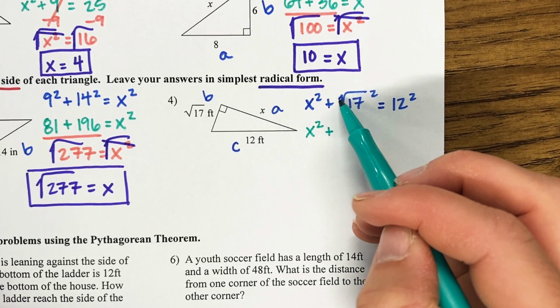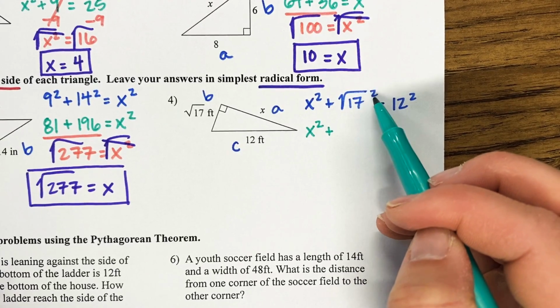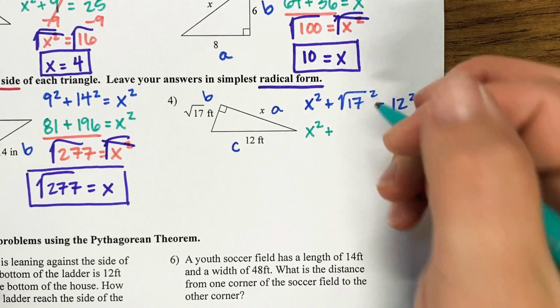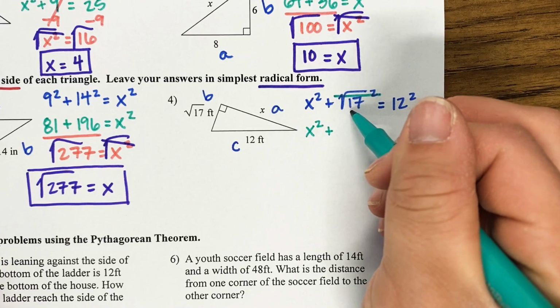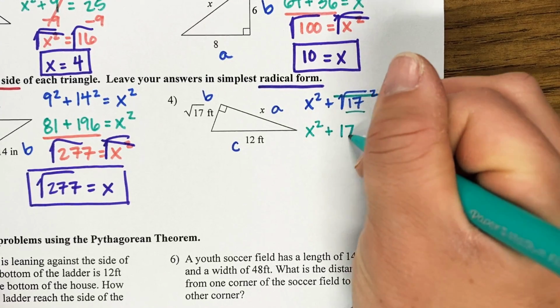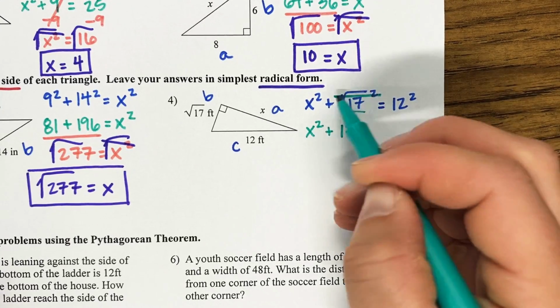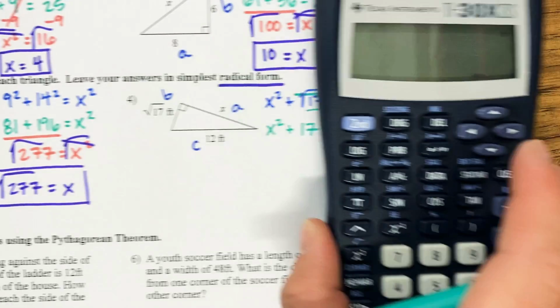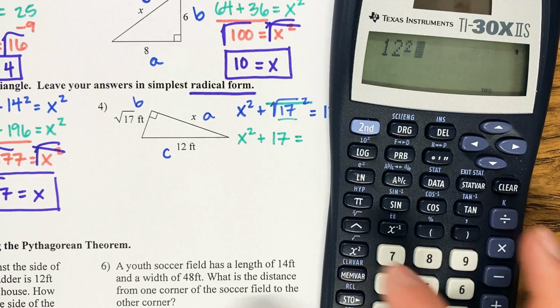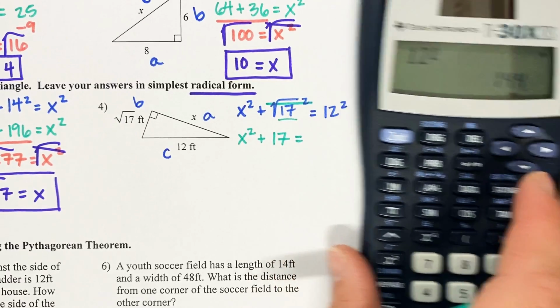Okay, but remember what happens when we have a radical and a square sign, or a square root and a square sign. They're the opposites of each other, which means they cancel each other out. Okay, which means you're just left with what's inside, so plus 17. They got rid of those two. Equals 12 squared. What is 12 squared? 12 squared, or 12 times 12, is 144.